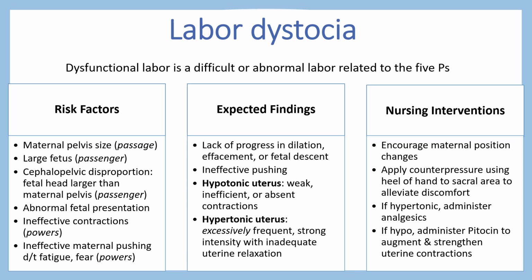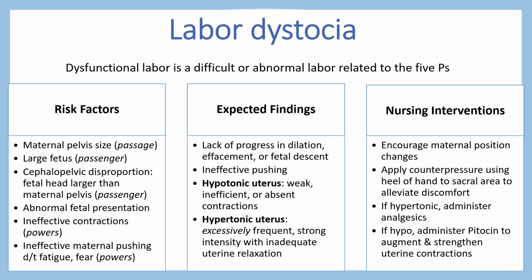Expected findings for labor dystocia include failure to progress, which happens when the cervix is no longer dilating, failure of the fetus to descend, which happens when the fetus remains in a high station, a hypotonic uterus, which is a weak, inefficient uterus with absent contractions, or a hypertonic uterus, which is excessively frequent contractions with strong intensity and inadequate uterine relaxation.